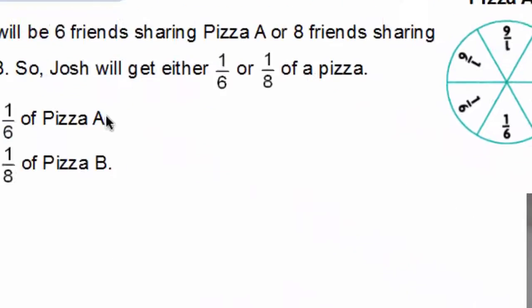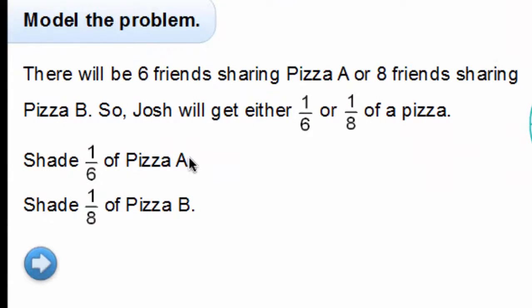Oh, that's right. We have to count him in the problem, don't we? So we have to add him to the 5 friends to make 6 at one table. We have to add him to the 7 friends to make 8 at the table. Oh my goodness, you guys are so much smarter than I am. Thank you for helping me to understand that. Whew. All right, so now let's go back to Josh and his friends. So Josh will get either 1/6 or 1/8 of a pizza. Woo, we got that cleared up.